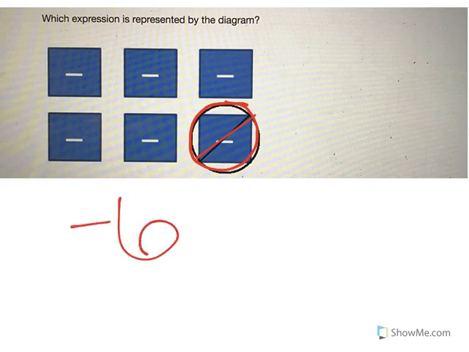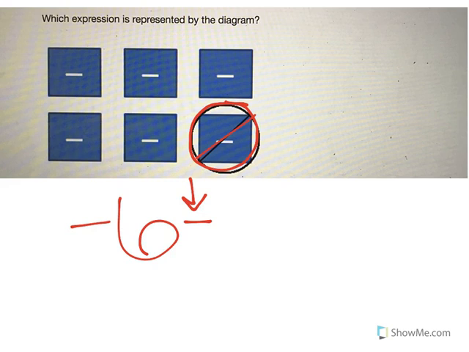So then I have to ask, what is the circle with a line through it? It means I'm taking away something. Okay, I am taking away one of the blocks. So to take away, we have the subtraction sign, the operation, which ultimately means the opposite, because it's the opposite of addition. The opposite of addition is subtraction.